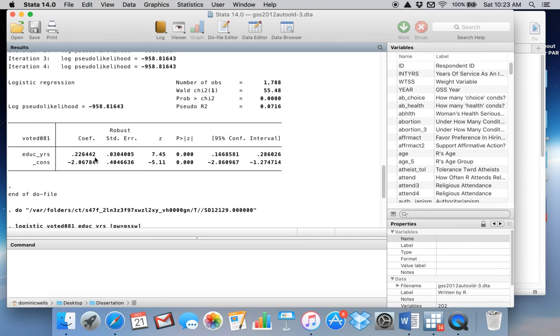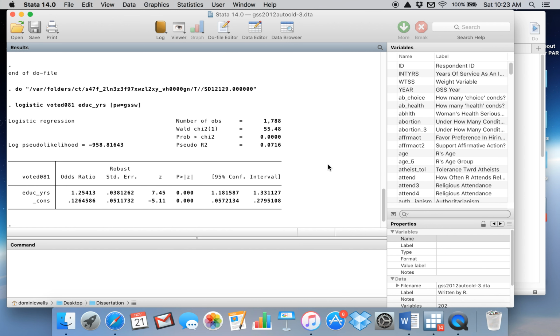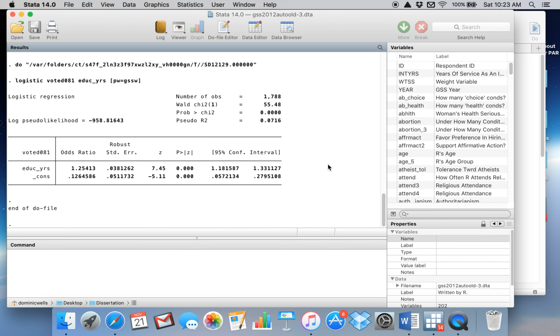However, we don't really understand logged odds. So we're going to take a look at the other regression, which gives us odds ratios. So notice we now have odds ratios where the coefficients were. This odds ratio tells you by how much the odds of the dependent variable change for each unit change in the independent variable. An odds ratio of less than 1 says that the odds decrease as the independent variable increases. So we'd have an inverse relationship.